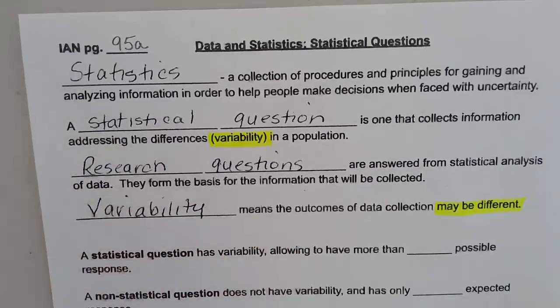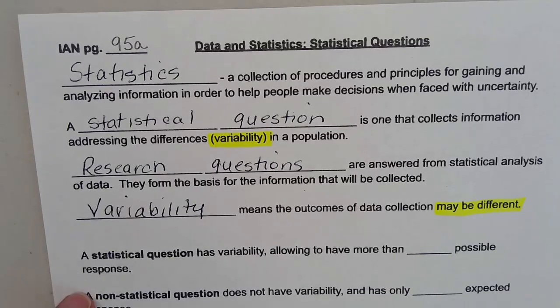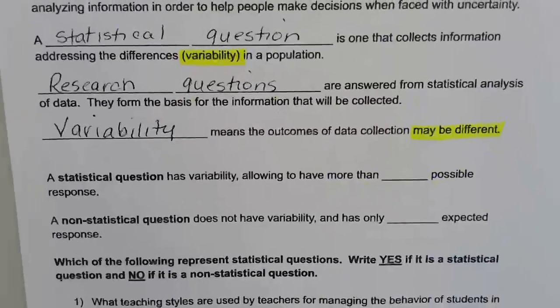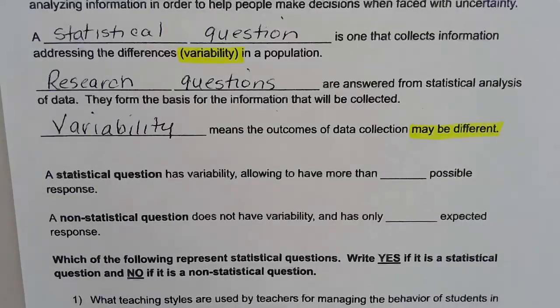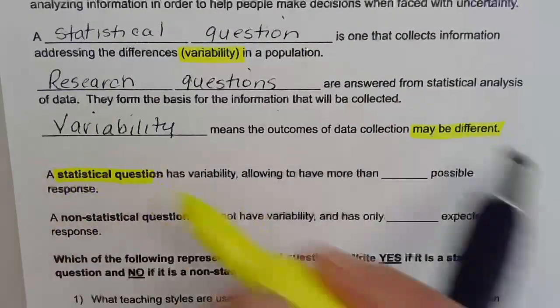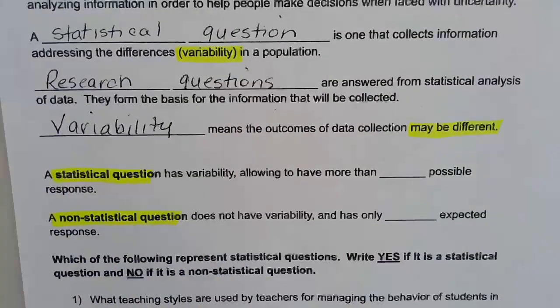What's the base word? A variable, or something that varies. What is something that varies? Is it always the same? No, it's something that changes or is different. Now, the reason for all of that is we're going to look at two things. We're going to look at statistical questions, and we're going to look at non-statistical questions.